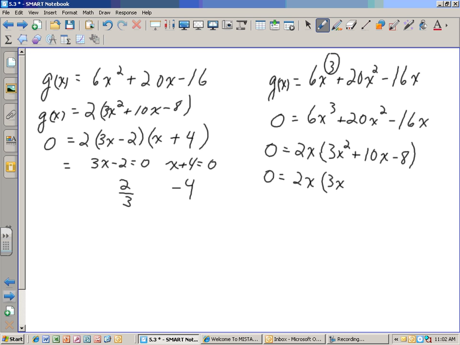And we have 3x minus 2, and x plus 4. So we factored that parenthesis the way we factored before, and the zeros are going to be the same. 2/3 will be one, -4 will be another. But then we have this variable on the outside, and this could also equal 0. 2x could also equal 0. If you divide by 2, then x could equal 0. Because this is a cubic function, an S-shaped curve, it's going to cross the x-axis at 0, at 2/3, and at -4.